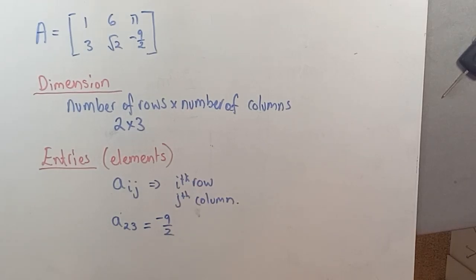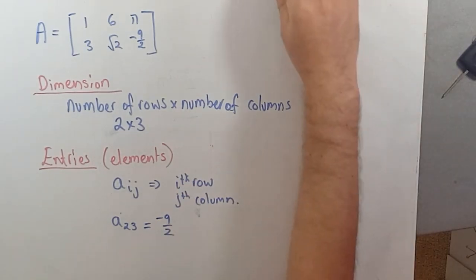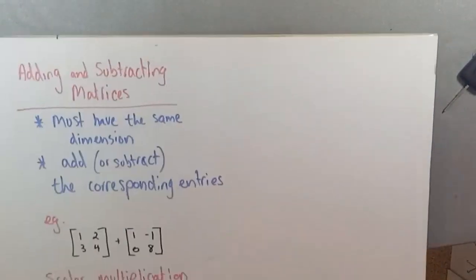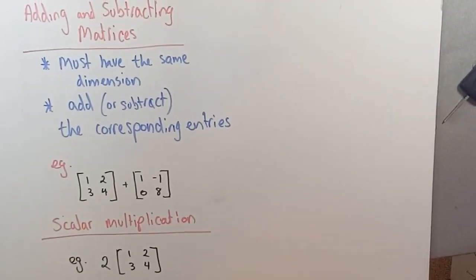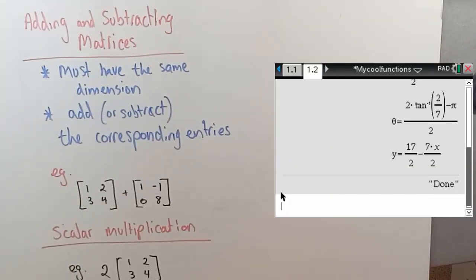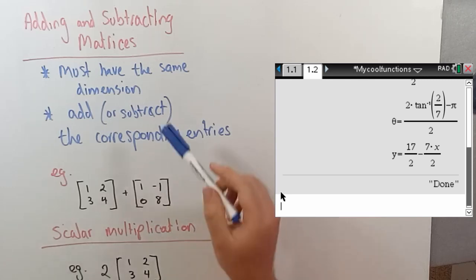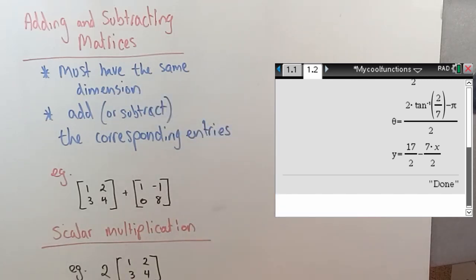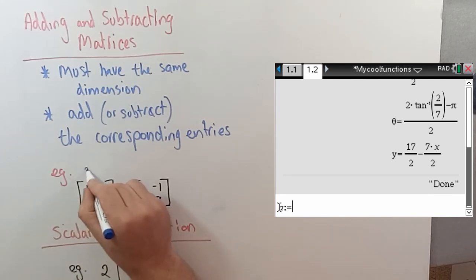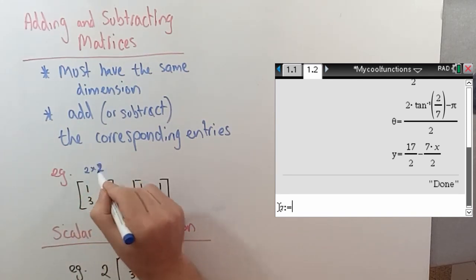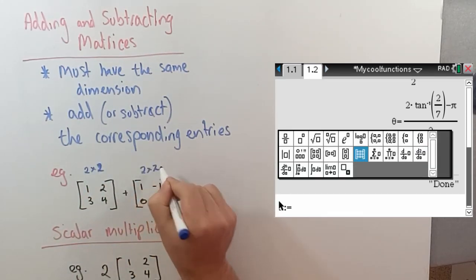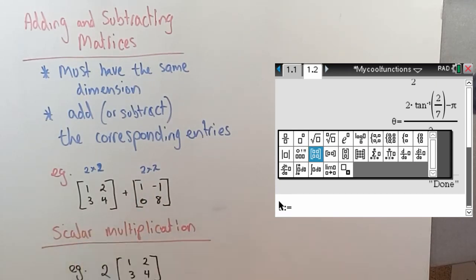All right, so we're going to do some stuff with matrices. Let's have a look. What can you do with matrices? You can add and subtract them. In order to add and subtract them, they've got to be the same dimension. What are the dimensions of these ones? These are both 2 by 2 matrices, 2 rows and 2 columns.